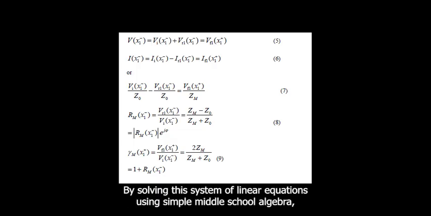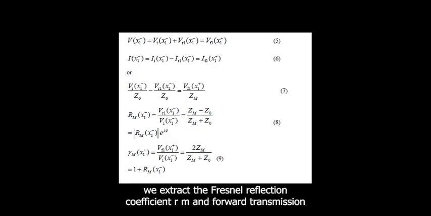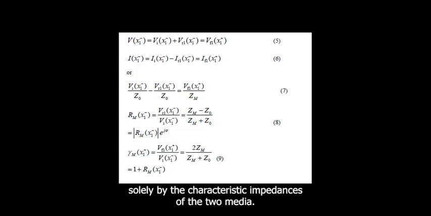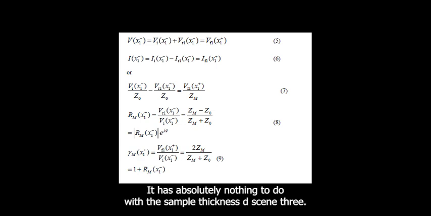By solving this system of linear equations using simple middle school algebra, we extract the Fresnel reflection coefficient Rm and forward transmission coefficient gamma_m for the isolated interface. The math is absolute. It proves that the reflection coefficient at an isolated interface is an innate physical property determined solely by the characteristic impedances of the two media. It has absolutely nothing to do with the sample thickness d.